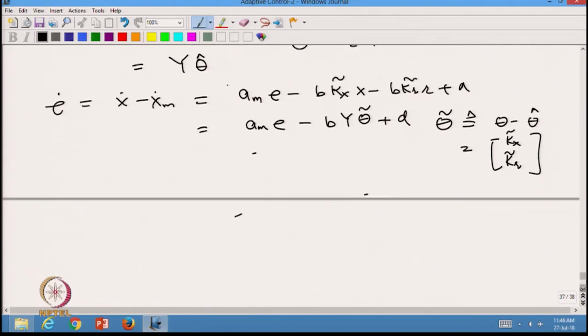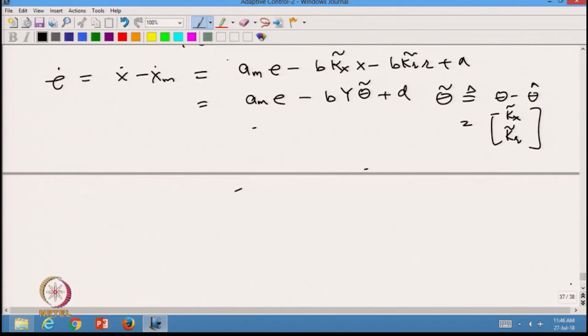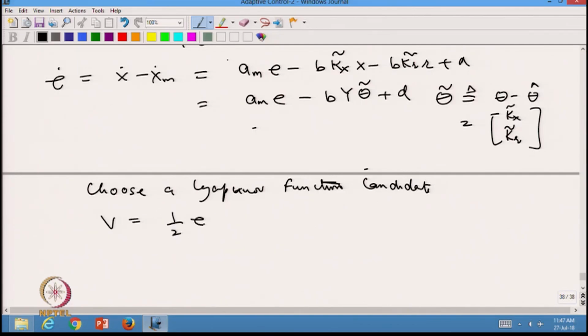So again, proceeding like we have done so many times in this course, we choose a Lyapunov function candidate to be some positive definite, radially unbounded and decrescent function. For this case, we conveniently choose it to be a sum of squares of the errors.